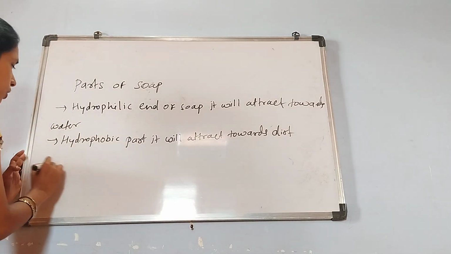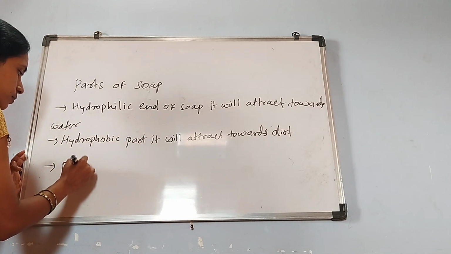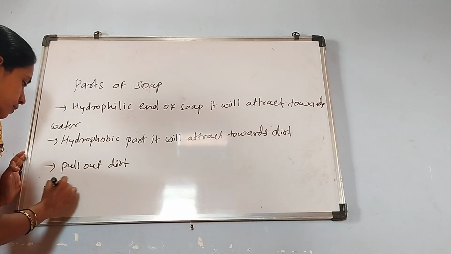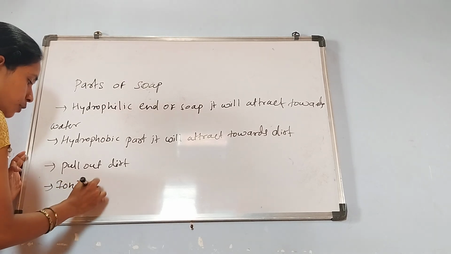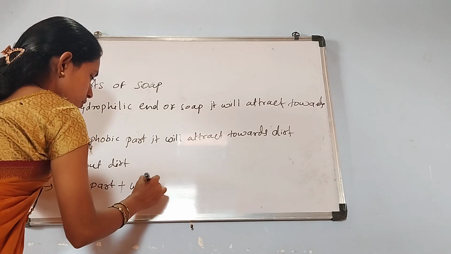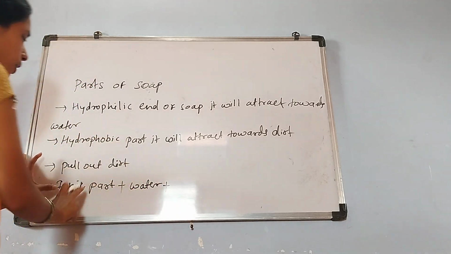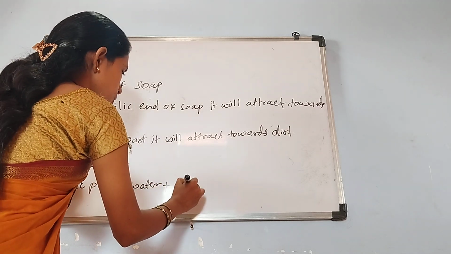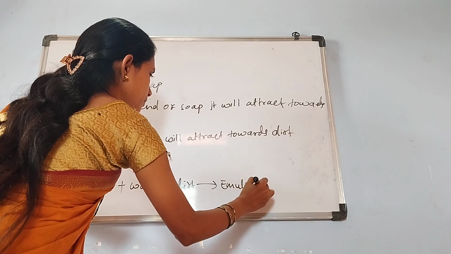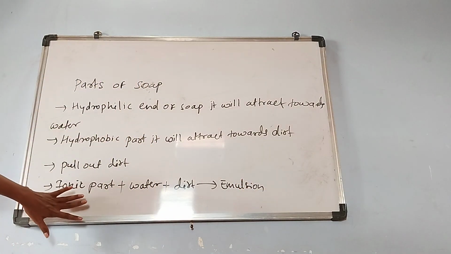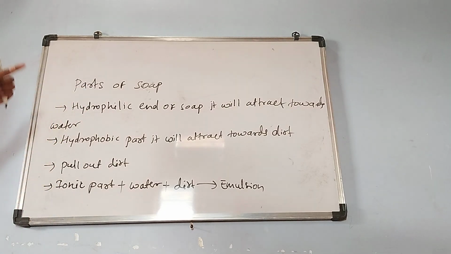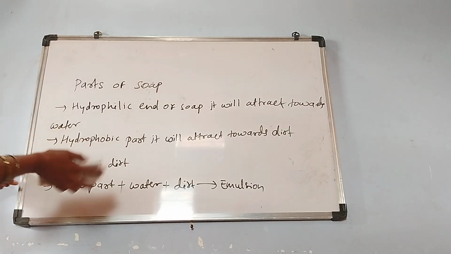And this hydrophobic part pulls out the dirt. And the ionic part plus water plus dirt, together it is called an emulsion. Okay, so this is the cleansing action of soap. So we can write step by step the parts of soap. Already we discussed the soap, parts of soap, as well as the cleansing action of soap.